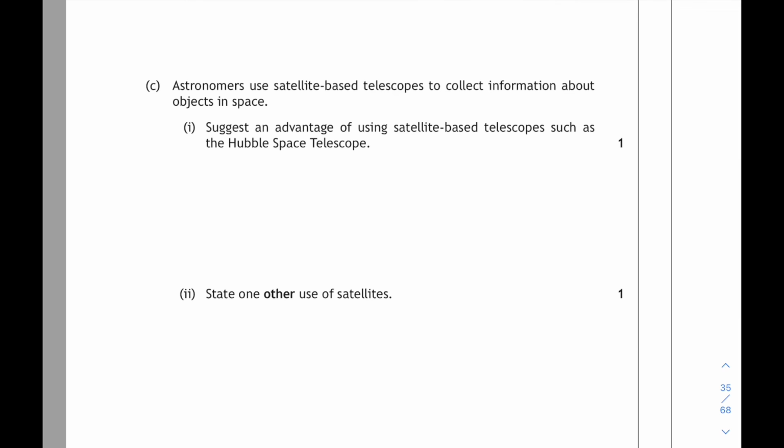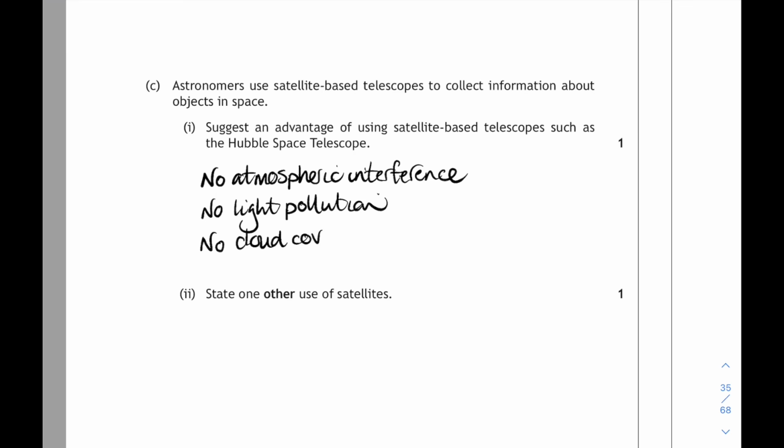Part C, astronomers use satellite-based telescopes to collect information about objects in space. Suggest an advantage of using satellite-based telescopes such as the Hubble Space Telescope. Well, there's no atmospheric interference, there's no light pollution, no cloud cover, etc.